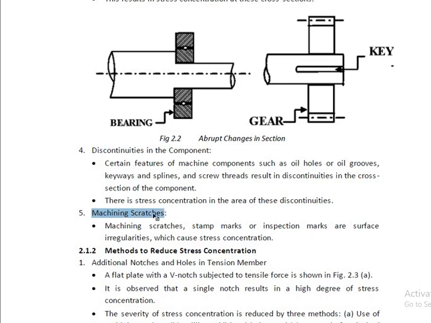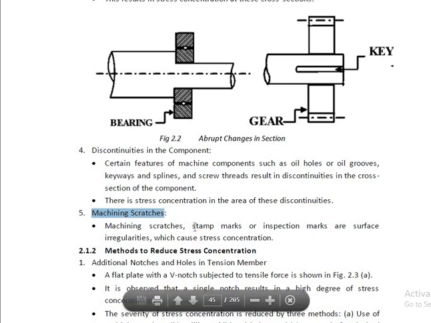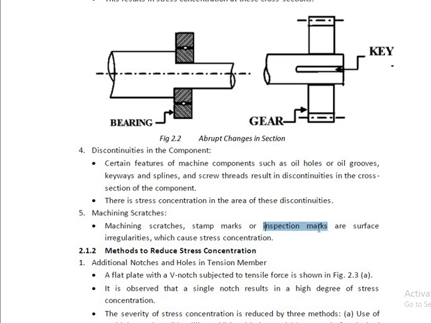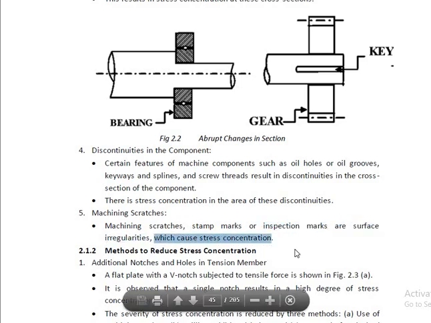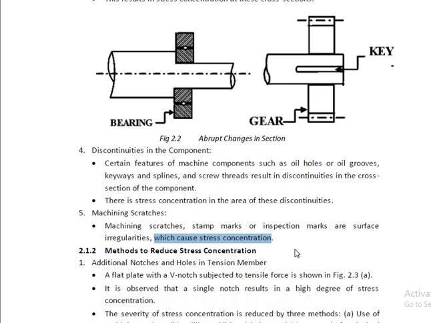The fifth point is machining scratches. Machining scratches, stamp marks or inspection marks are surface irregularities which cause stress concentration. We know that on many components we provide some kind of stamp for the identification of the component. Sometimes we scratch the component for marking purposes. These surface irregularities add towards the localization of the stresses, which is nothing but the stress concentration.